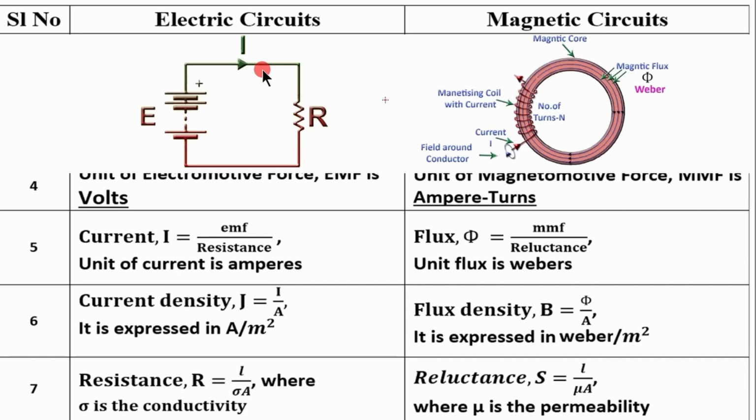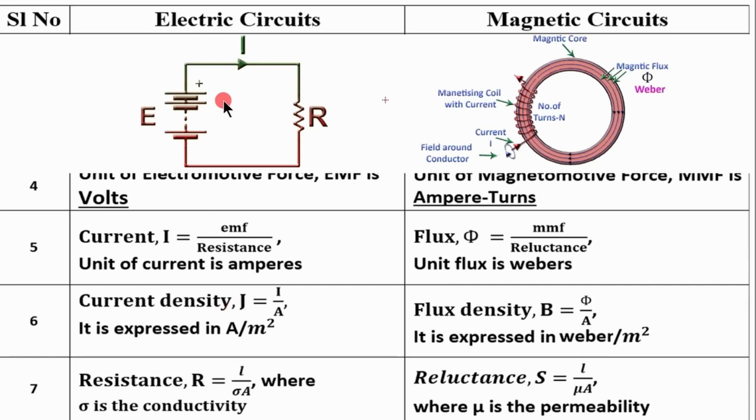The value of current I is equal to EMF divided by resistance of the path. Unit of current is amperes. In a magnetic circuit, this flux phi is equal to this magnetomotive force divided by reluctance of the path. The unit of flux is Webers.